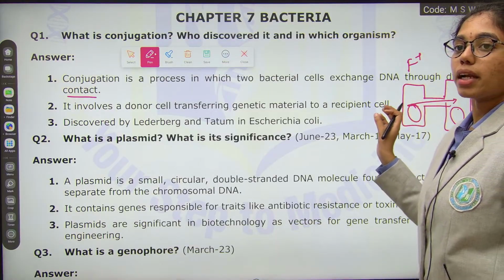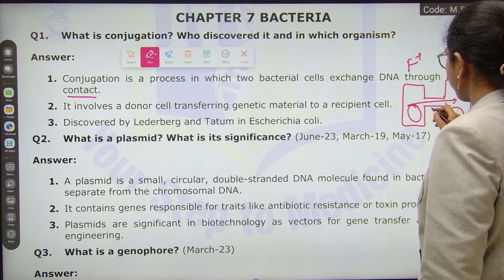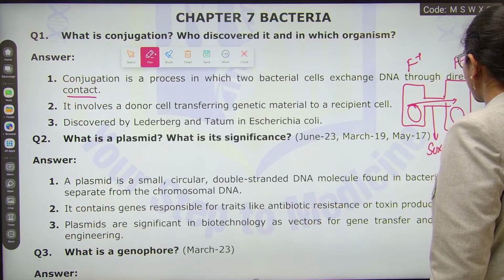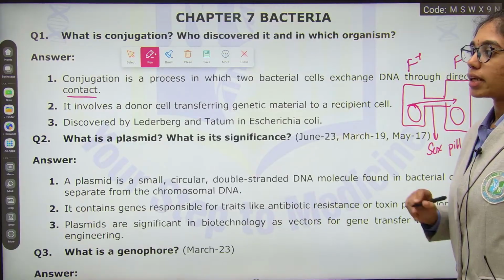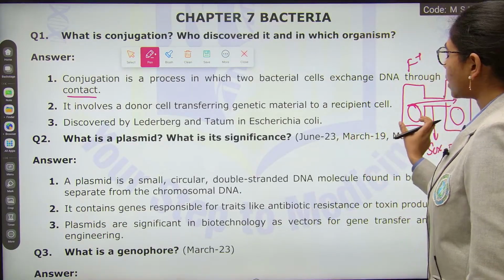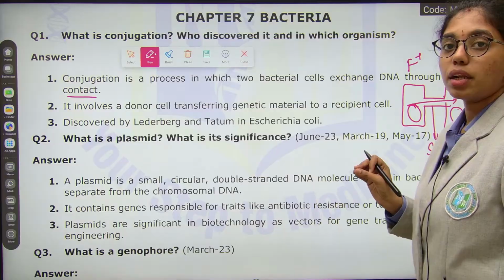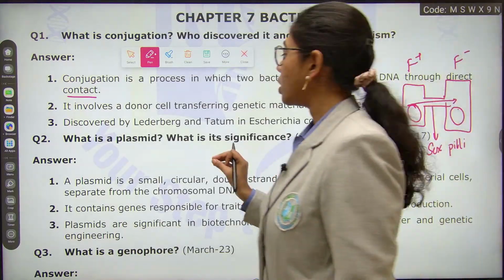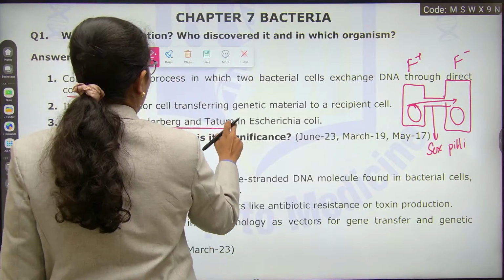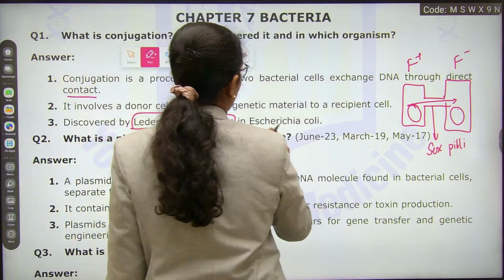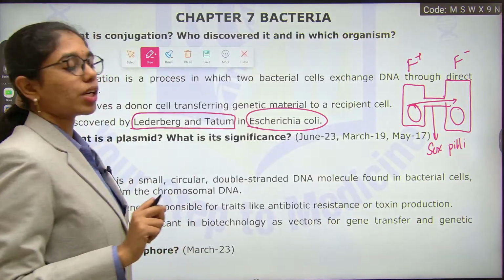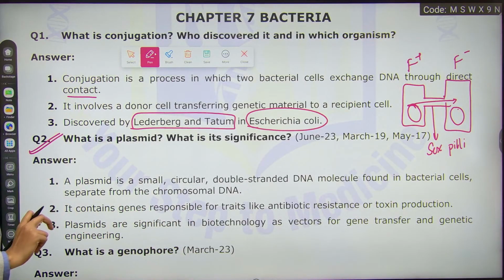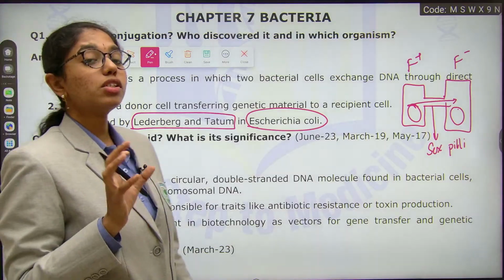This direct contact is established through sex pilus or sex pili. This involves a donor cell transferring its genetic material to the recipient cell. It was discovered by two scientists, Lederberg and Tatum, in the model organism Escherichia coli.